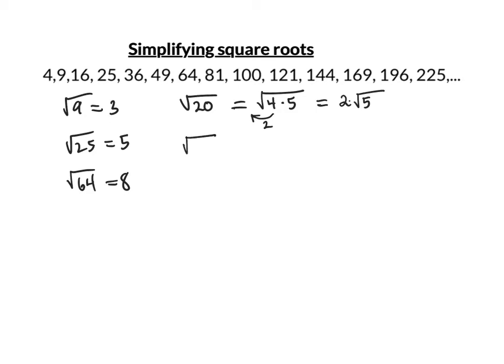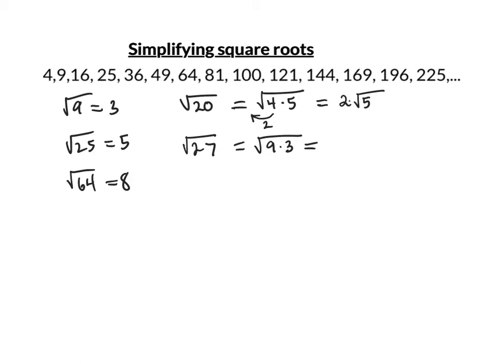The square root of 27. 27, look at the perfect square list. The largest perfect square that divides evenly into 27, it's the second one on the list, is 9. So rewrite 27 as 9 times 3.